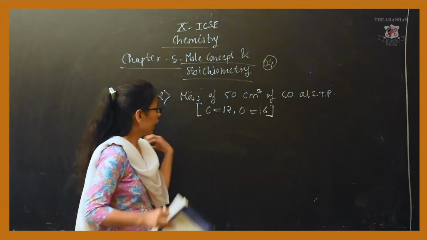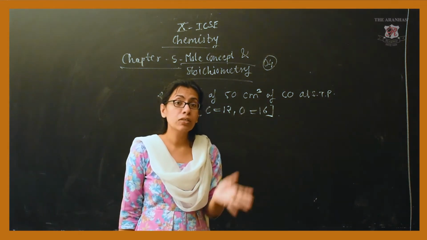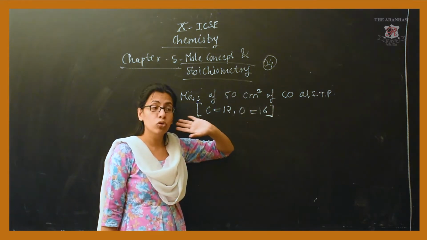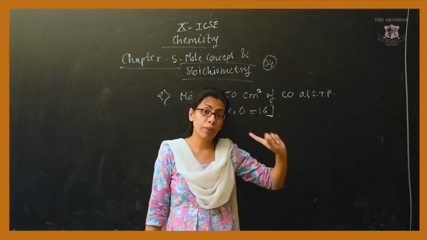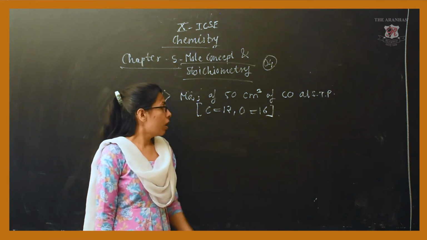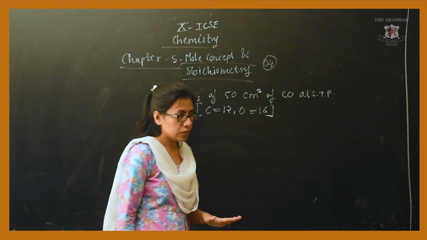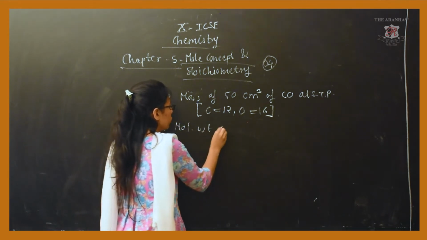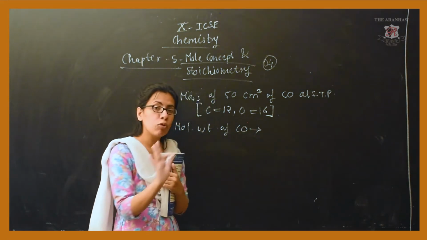What they have asked: calculate the mass of this much. Now, what is this? This is not a mass. This is volume. So, the mass of 50 centimeter cube of carbon monoxide, you are supposed to find out at standard temperature pressure conditions when these atomic masses are given. Now, first step, very easy. Based upon atomic masses, your first job is to find out the molecular weight of CO.